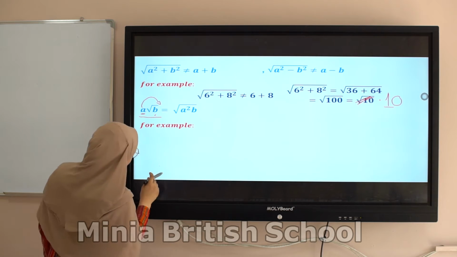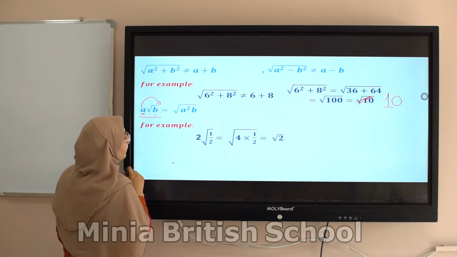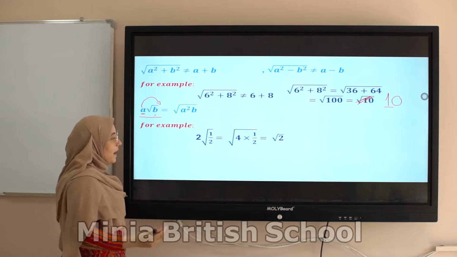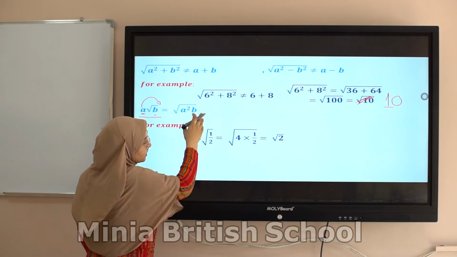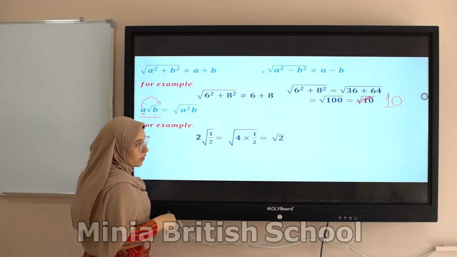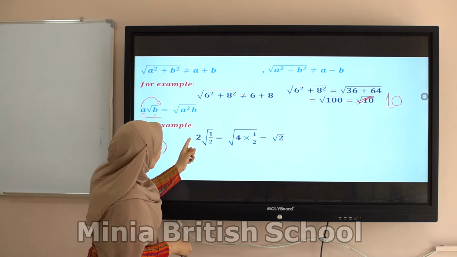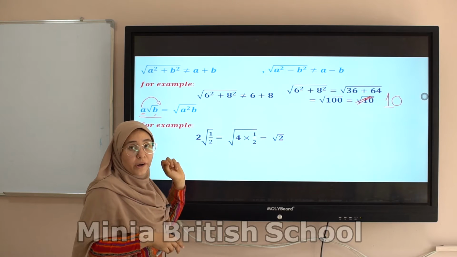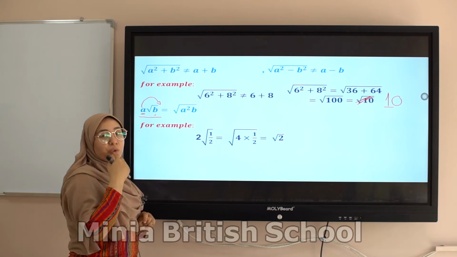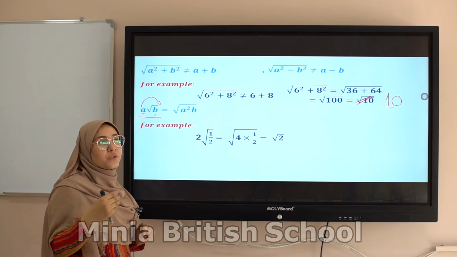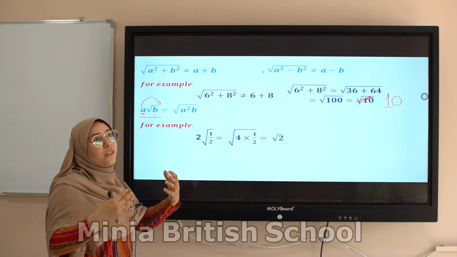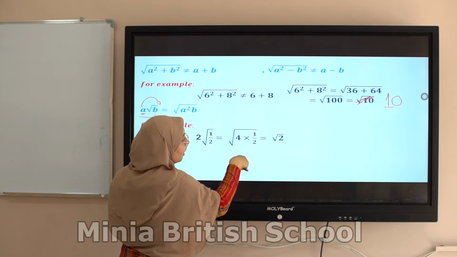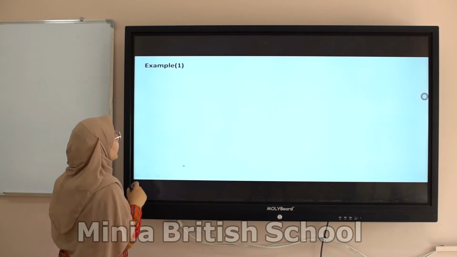For example, 2 root half equals: we can put 2 inside this square root, okay? So 2 becomes 4 under the root. The perfect square of 2 is 4, of 3 is 9, of 5 is 25, okay? So it equals root of 4 times half, which equals root 2, okay?